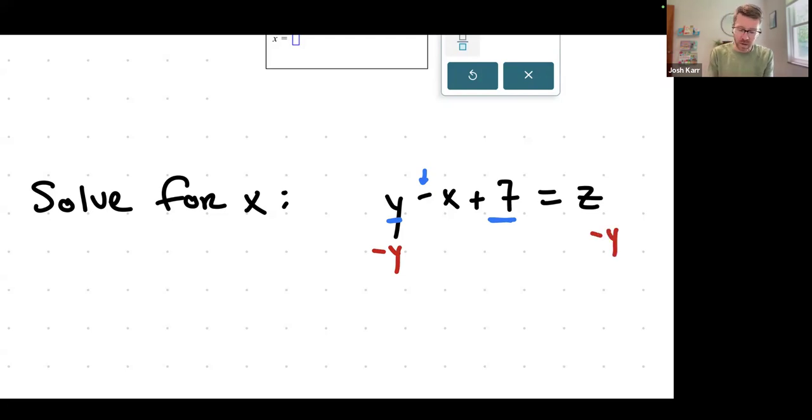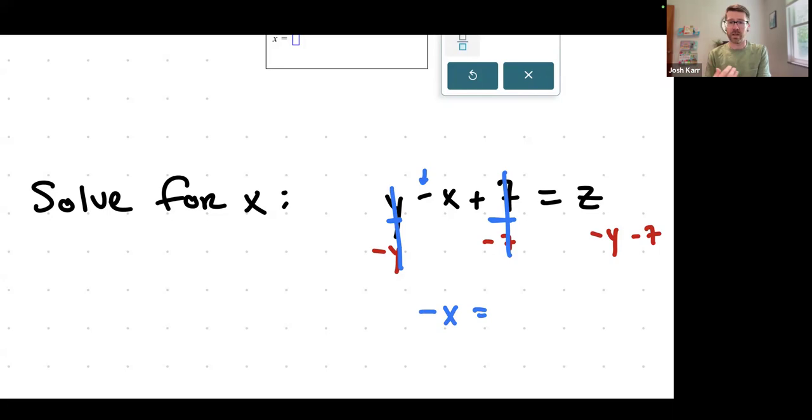How would we move that 7? We would subtract 7 from the left side, and we would also need to make sure we subtract 7 from the right side. What we've done is zeroed out a couple of pieces on the left side, so we're left with negative x. On the right side, we've written a z, a minus y, and a minus 7.